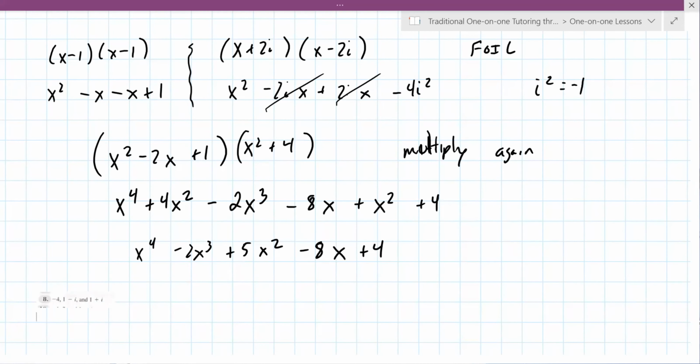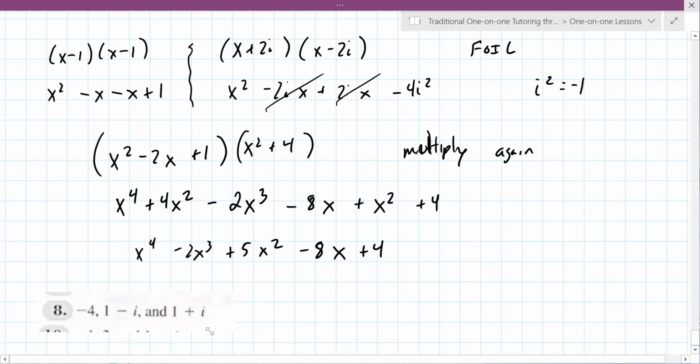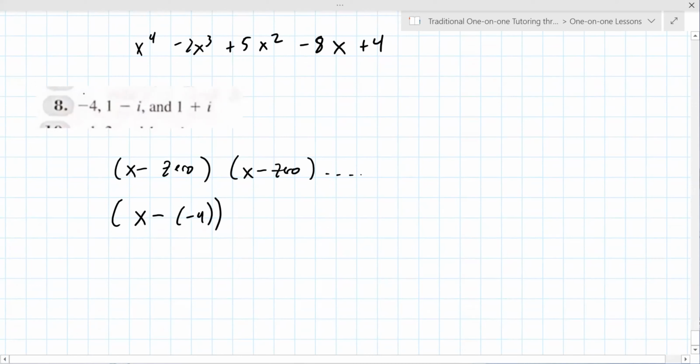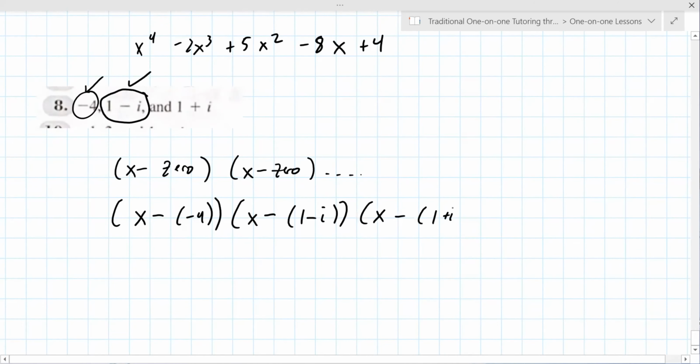All right, so 8 is to write this in standard form. The way you write this is it's always x minus the 0, x minus the 0, and so on. So it's x minus negative 4, that's for that first one. Then it's x minus (1 minus i). Notice I'm putting in parentheses because that's the whole 0. And then it's x minus (1 plus i).